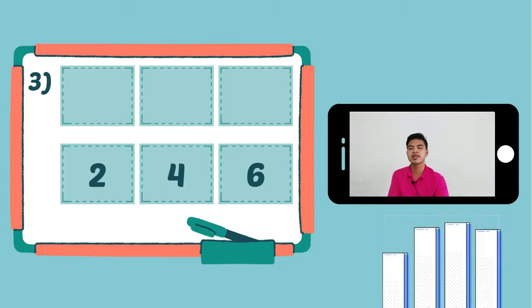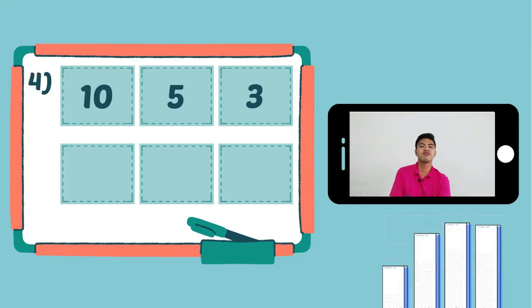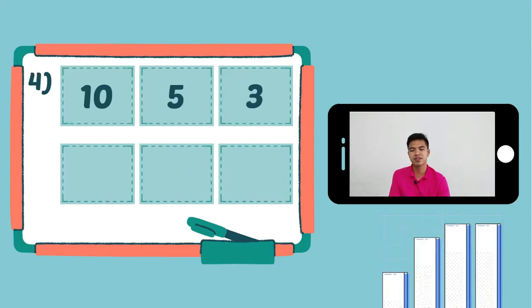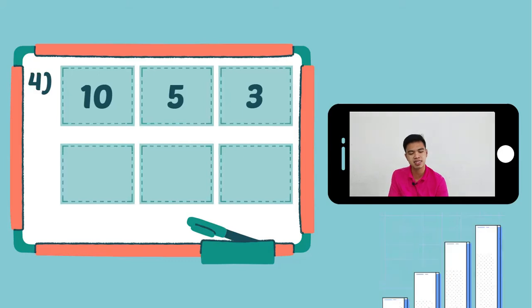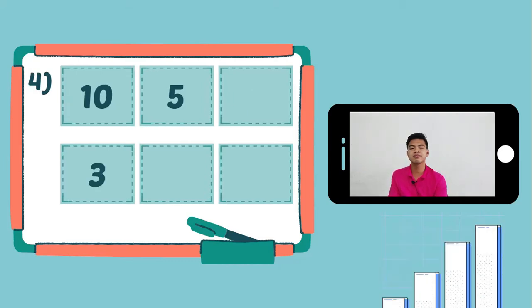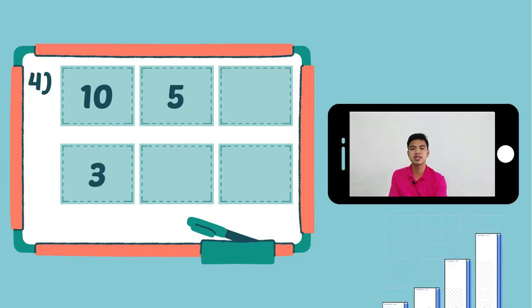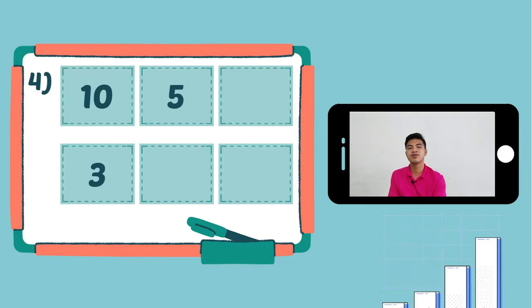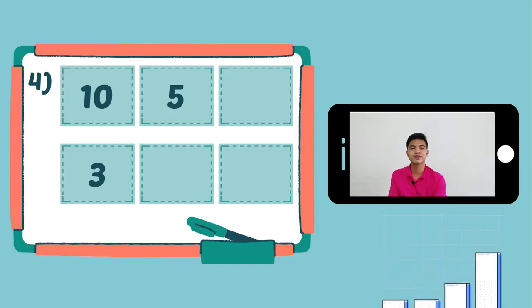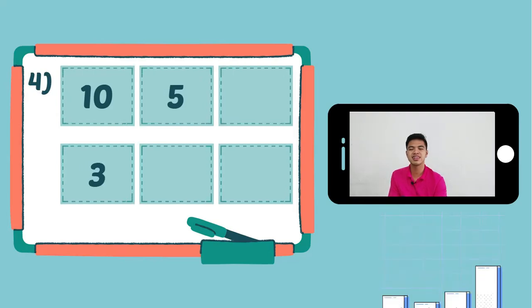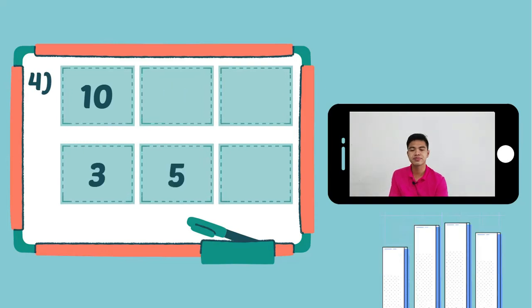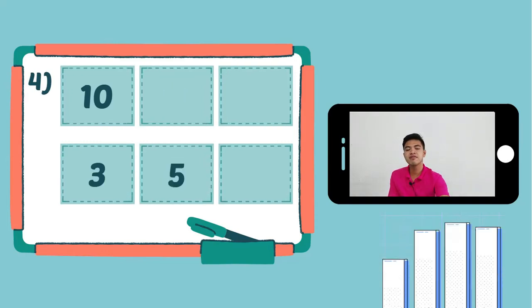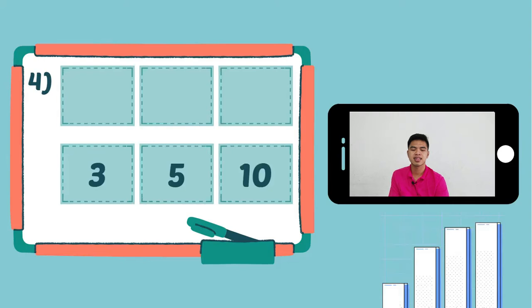So now let's go to the next one. For number 4, we have 10, 5, and 3. We're going to write down the smallest number, which in this case is 3. And then followed by, which is the smaller number, is it 10 or 5? We're going to decide. Good job, very good answer, kids. The correct answer is 5. And then, the last number that we have is 10.